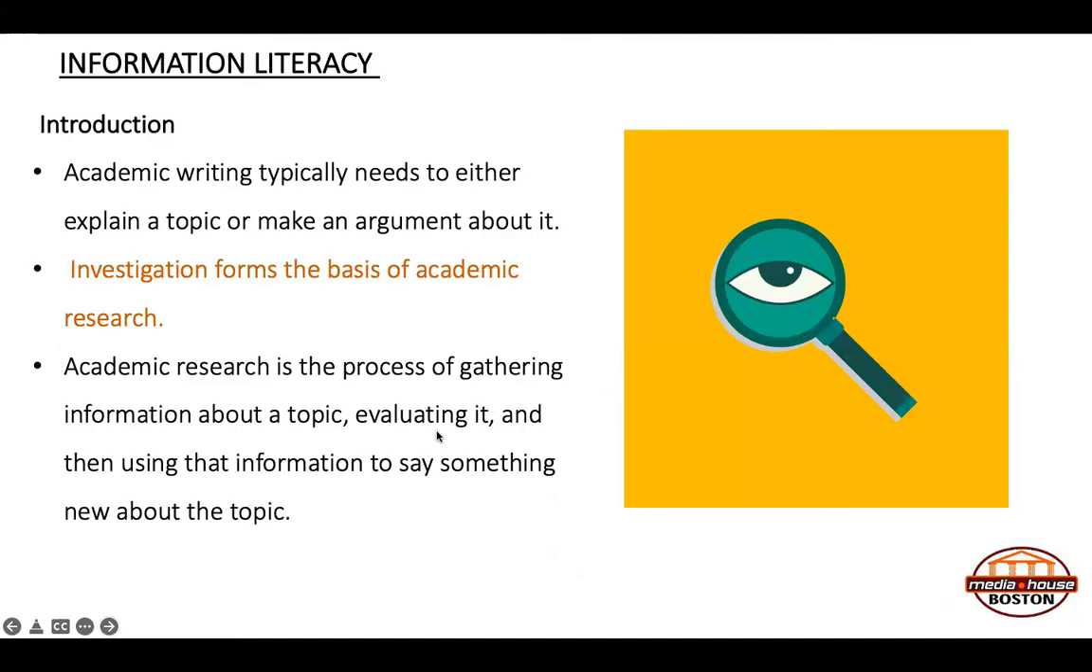So when we write academically, we need to either explain a topic or make an argument about it. And we need to do investigation. Remember, Google is your friend. So academic research is a process of gathering information about a topic, evaluating, and then using that information to say something new about the topic. So we bring our own viewpoint across. From all the research, we bring our own viewpoint across.